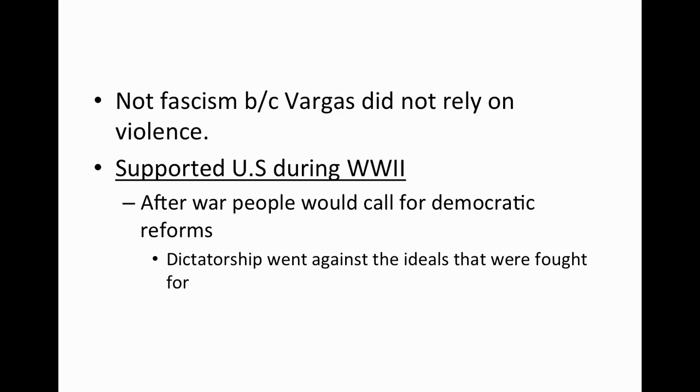We kind of took on all comers. If it meant taking on an ally that maybe wasn't democratic in nature, it was okay because they were going to help us defeat Nazi Germany. But afterwards, the people of Brazil would call for democratic reforms, right? How could you fight for freedom or fight for democracy abroad and not support that at home? They believed that Vargas, although he improved the economy, a dictatorship went against those ideals that were being fought for during World War II.